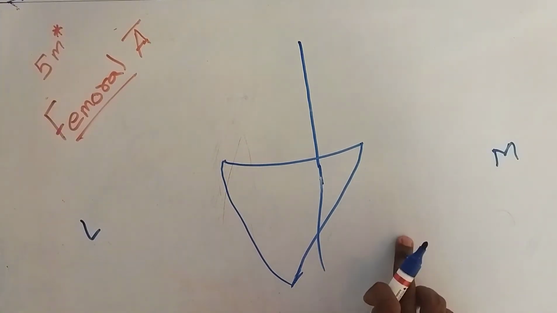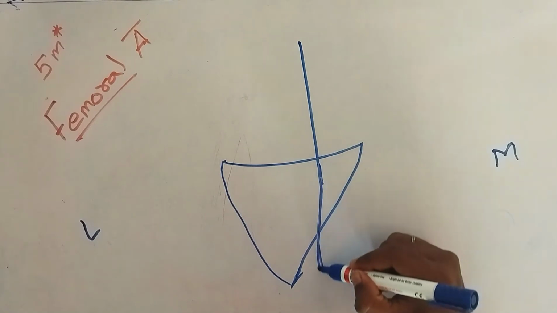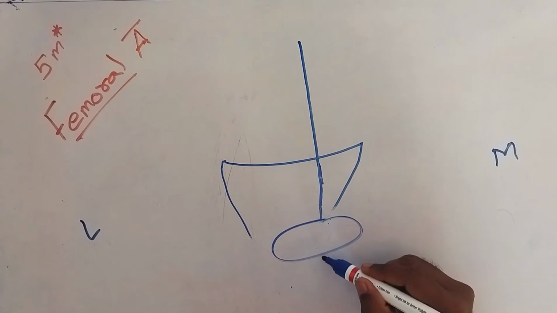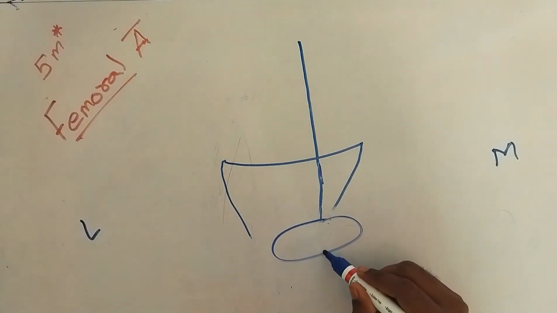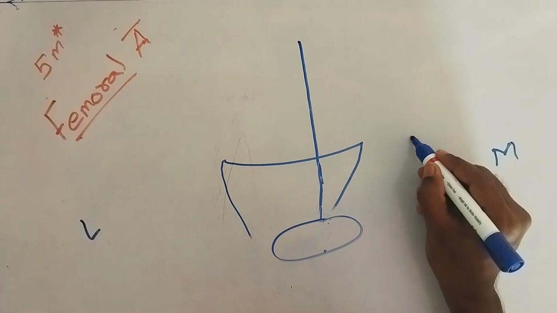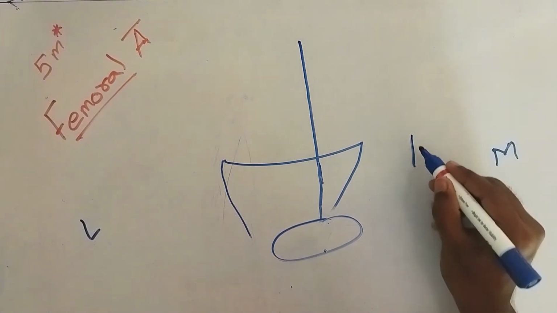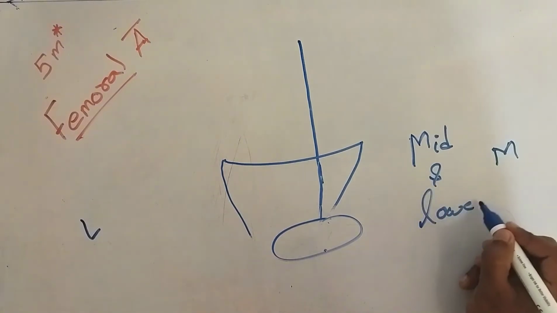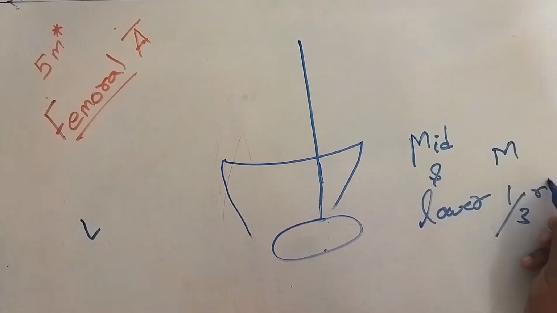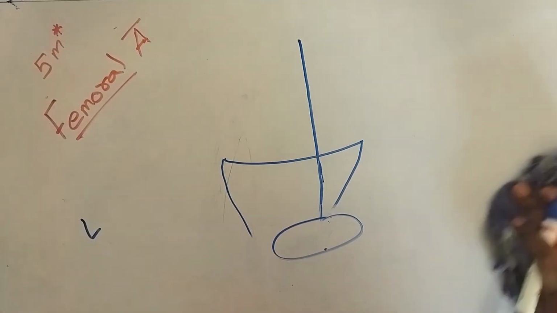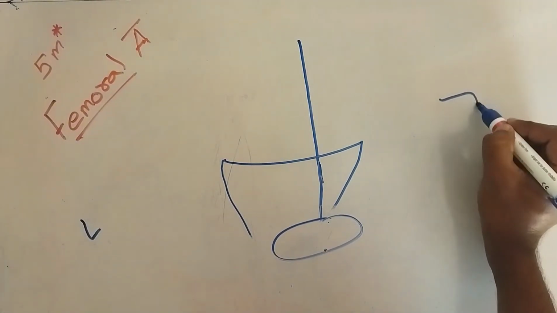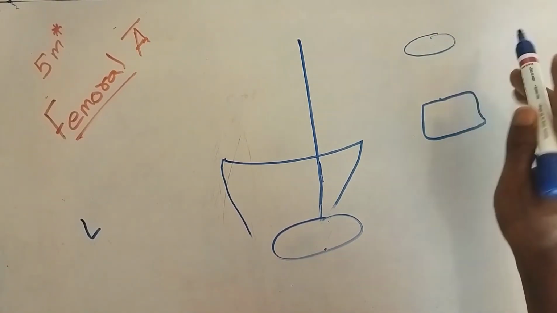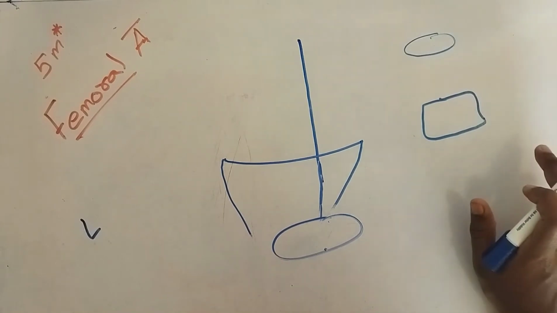Next, at the lower end of the adductor canal, that means at the junction of the middle and lower third of the thigh. I will explain clearly. Think that it is the knee joint. The adductor canal is placed here, at the middle and lower third of this thigh.